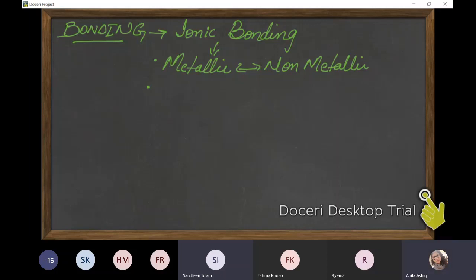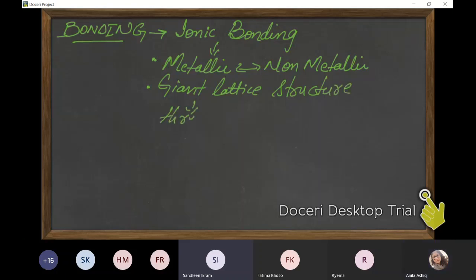Not bad. And after that, we did the giant lattice structure. You explained what it is in the video. A giant lattice structure is a 3-dimensional network of ions. The ions are held in place by ionic bonds. And then we did 3 examples. Sodium chloride, which is table salt. Sodium fluoride, which is used in toothpaste. Ammonium nitrate, which is used as fertilizer to grow plants.